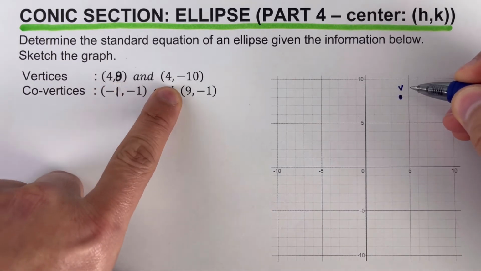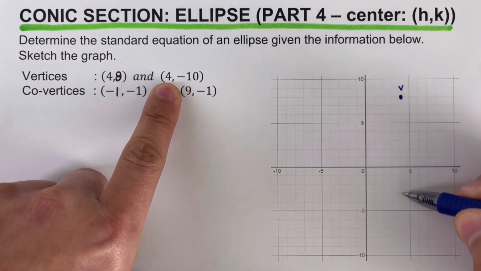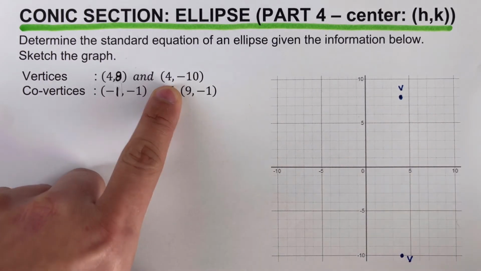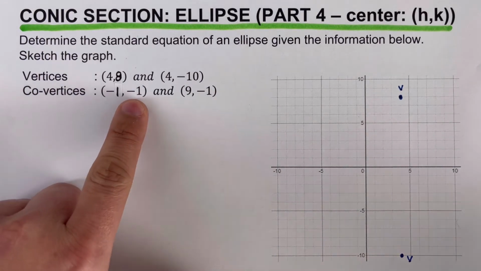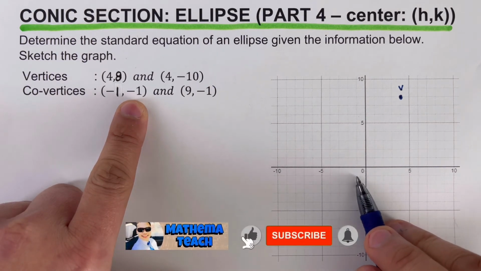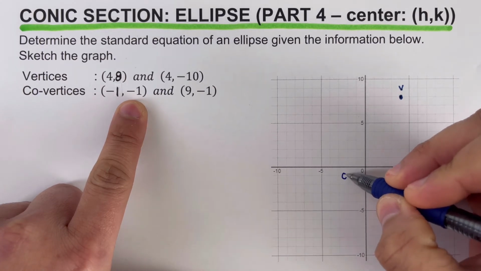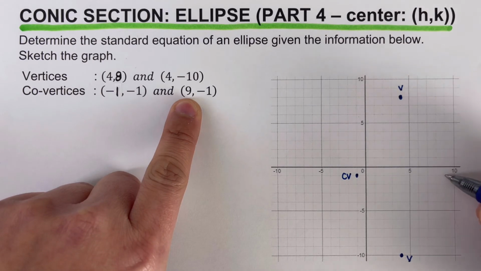And the other vertex is at 4, negative 10. So that's going to be on 4 and then negative 10. So it's all the way down here. So this is the other vertex. So these are the two vertices. We also have the co-vertices, which is on negative 1, 1. So negative 1 and negative 1 will be somewhere around here. So this is our first co-vertex, and the other co-vertex is on 9 and negative 1. So this is the other co-vertex.